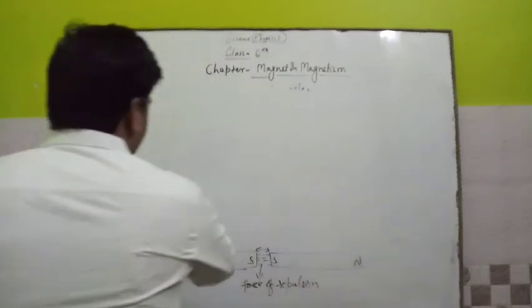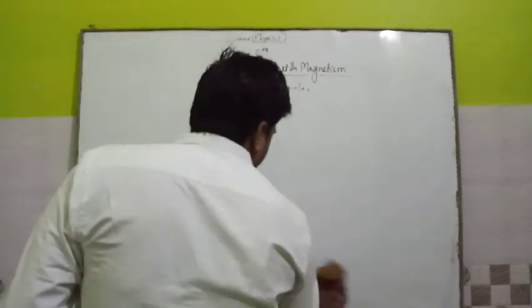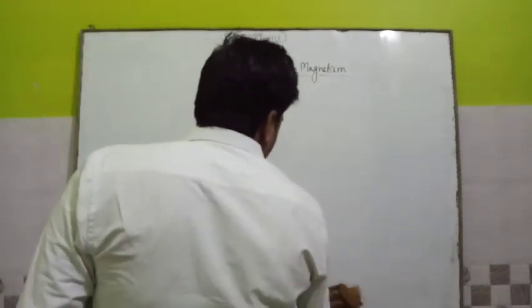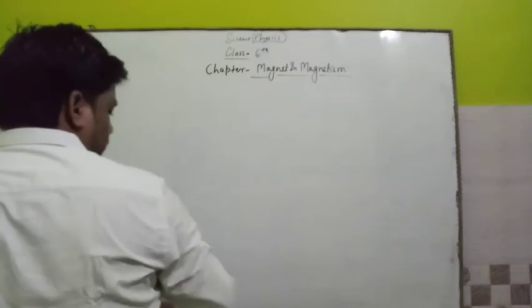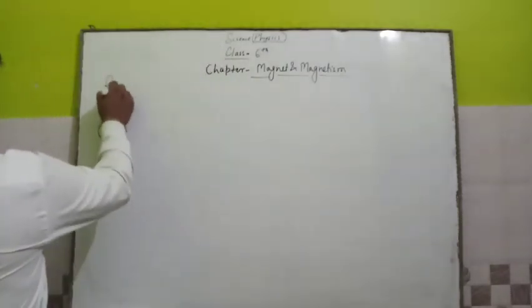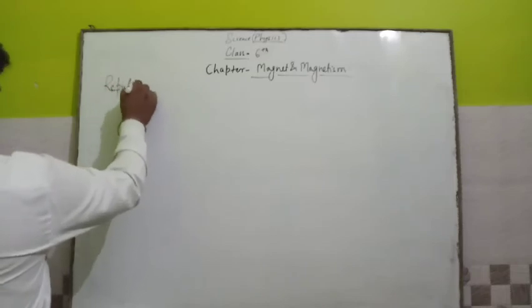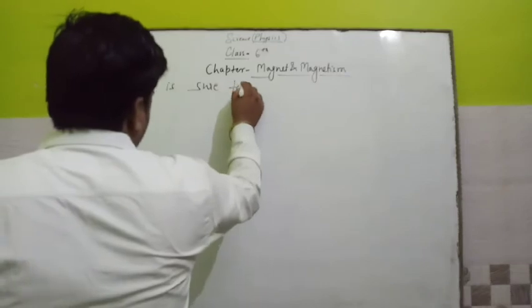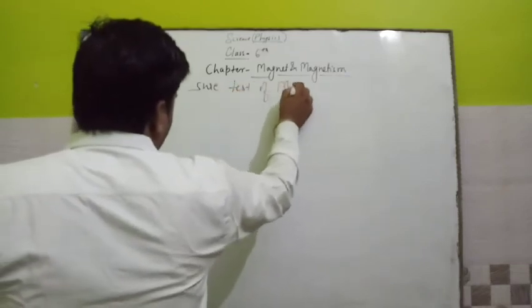How is repulsion a sure test? Suppose someone asks how repulsion is a sure test of magnetism. Your topic is: repulsion is the sure test of magnetism.